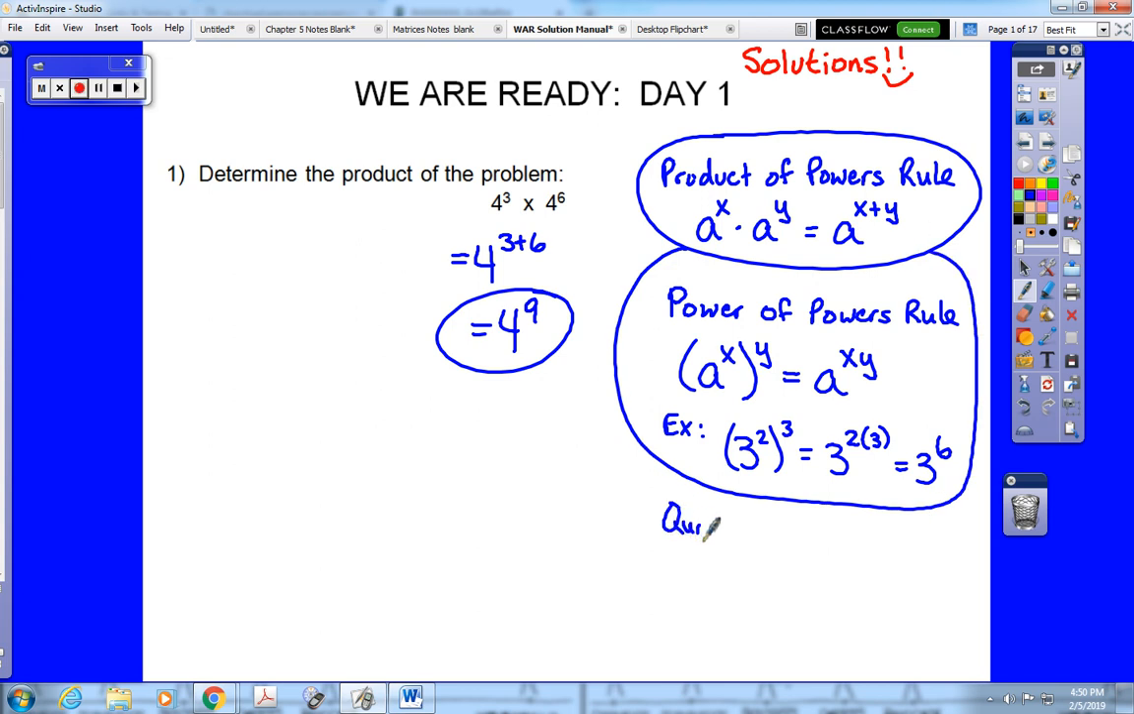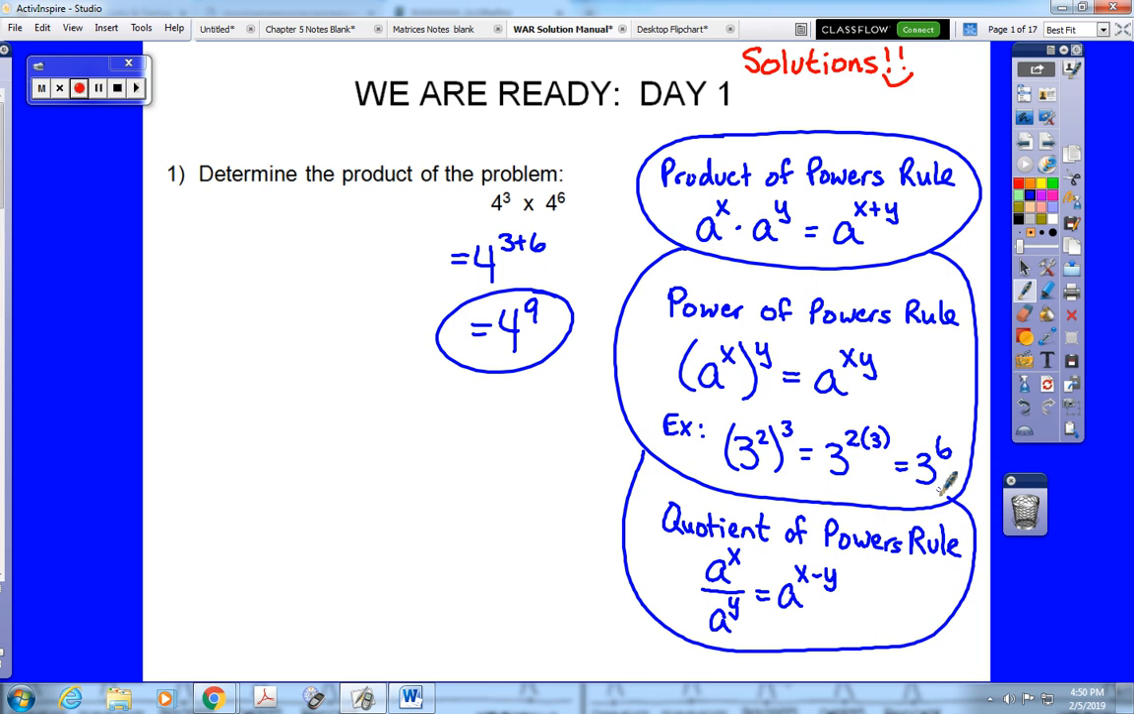The quotient of powers rule is very similar to the power of powers or product of powers rule. Remember, product means multiply, quotient means divide. So in this case, you would have a power on the top and the bottom of a fraction which have the same base, in which case you would be expected to know that you're supposed to subtract the top exponent minus the bottom exponent. These are very basic exponent rules.